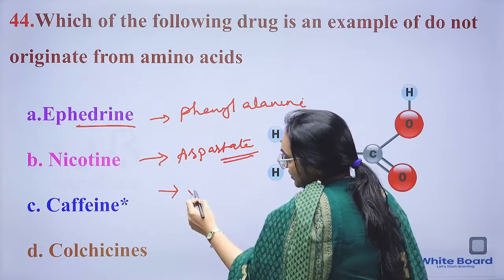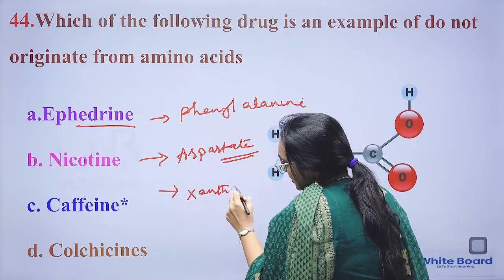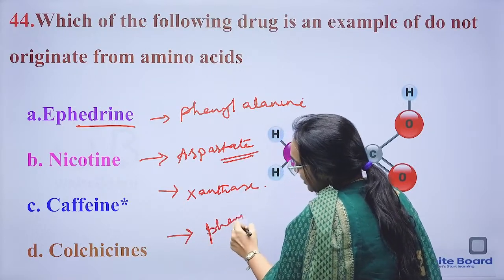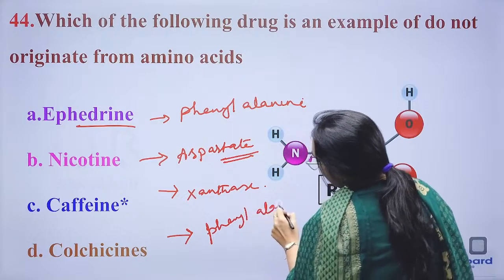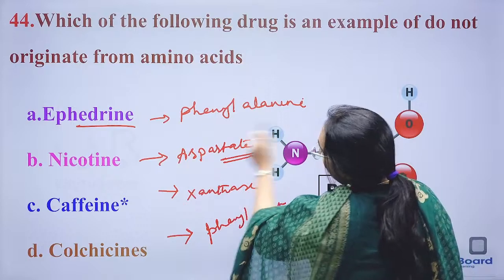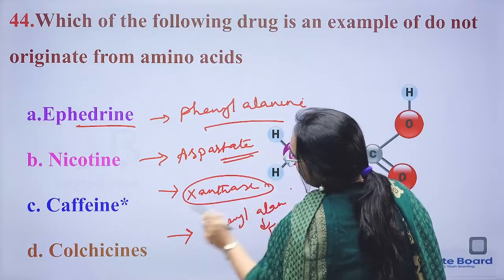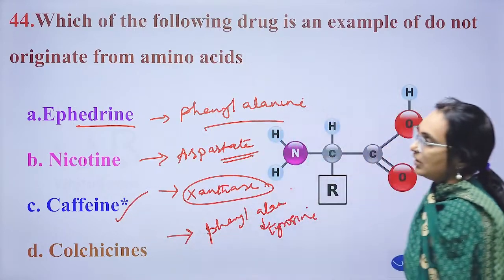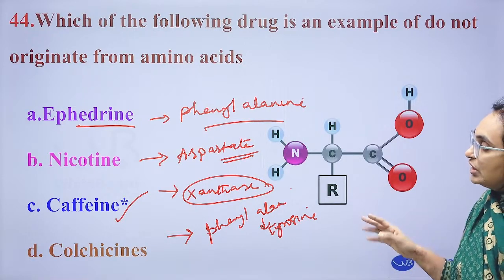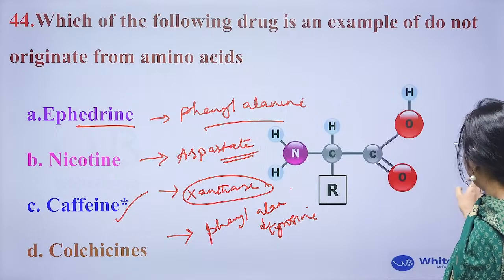Then caffeine is from xanthase. Then colchicine is also from tyrosine, phenylalanine, tyrosine. Okay, so here all these are amino acids except this xanthase. That's why the answer here is C, caffeine. 44, the drug which is not obtained or originated from amino acid, that is C.